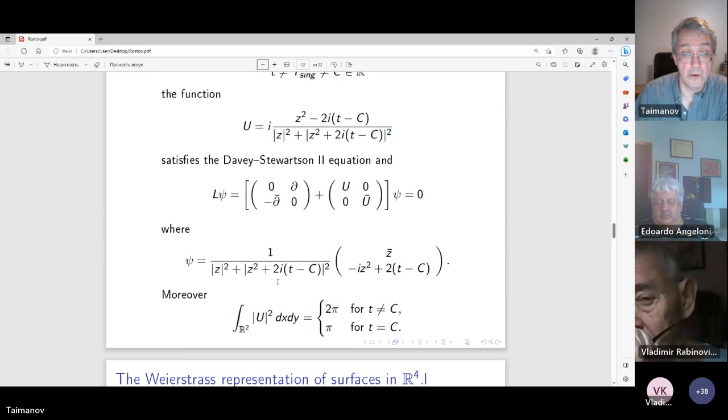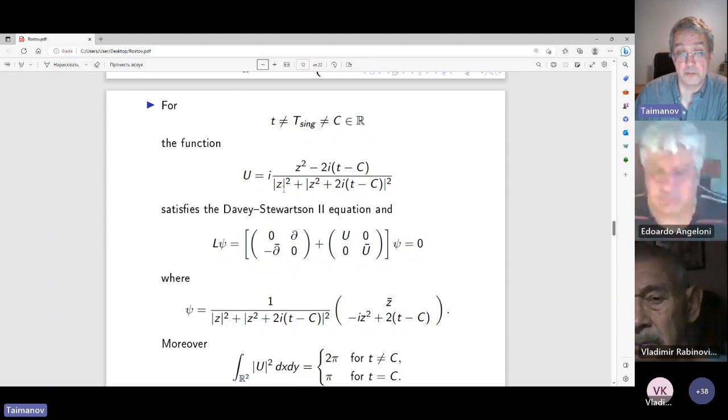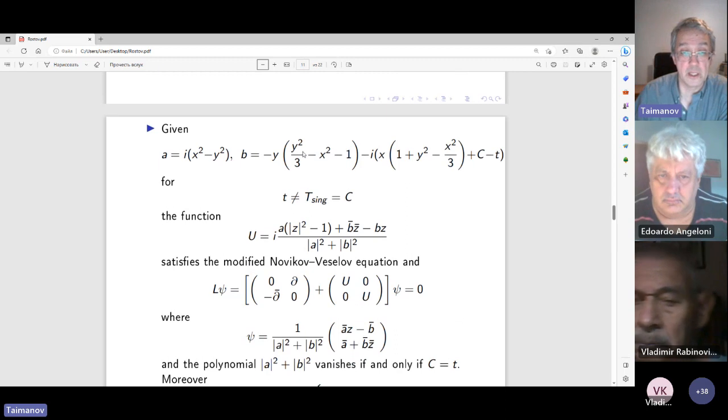Here, the Davis-Stewartson equation becomes singular. The denominator vanishes: the norm of Z squared vanishes when Z equals 0, at the critical time. Then this denominator vanishes. The same is here. Actually, I'm sorry, here everything was correct because A vanishes at the origin.